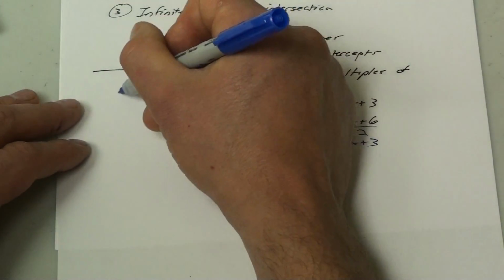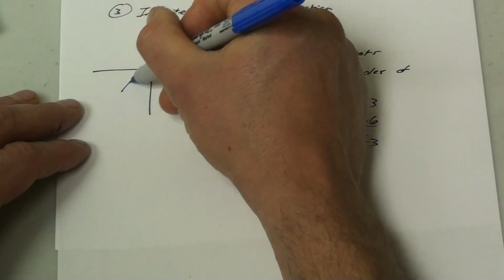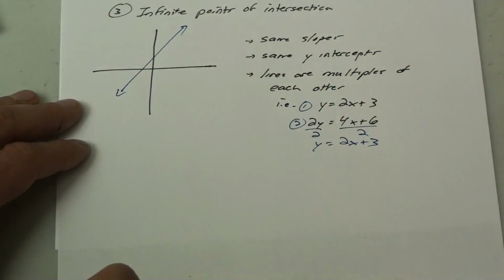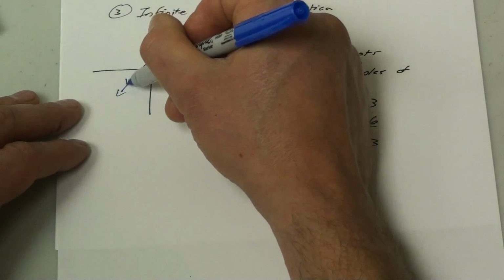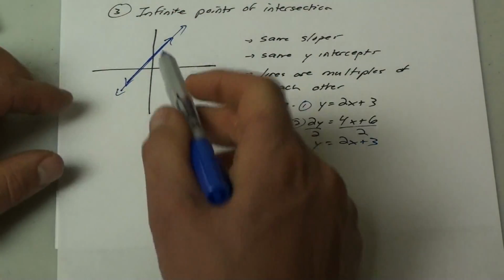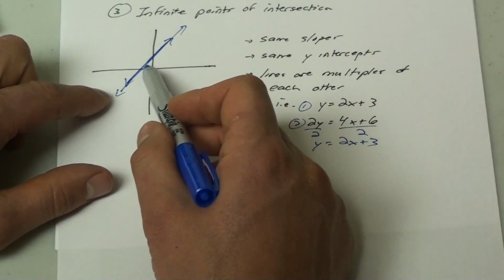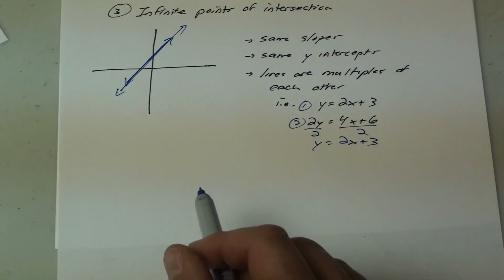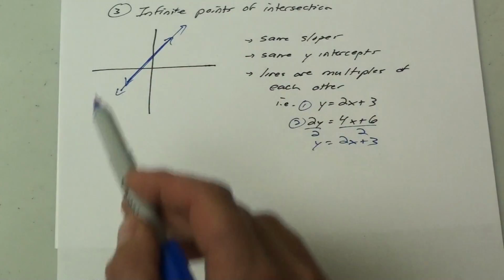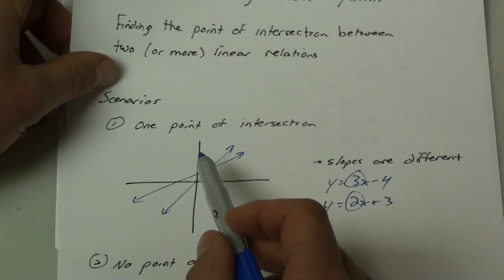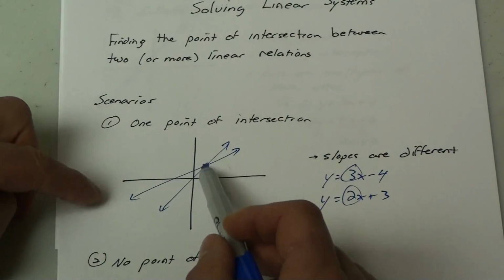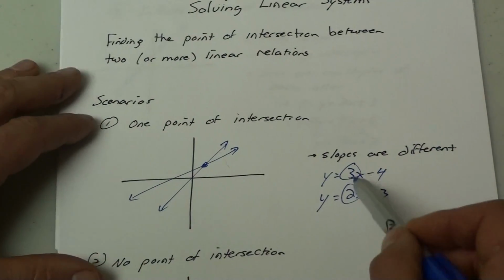So in that case, you're going to have your first line, and your second line would essentially be right on top of it because it's the exact same thing. And in this case, you're going to have infinite points of intersection. Okay, so there are three scenarios: infinite points of intersection, no points of intersection, and then the most common one is where there's one point of intersection, and this occurs when there are two different slopes.